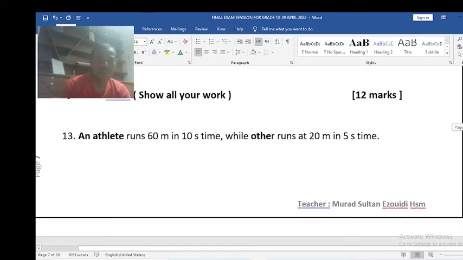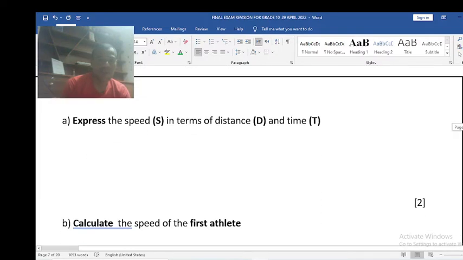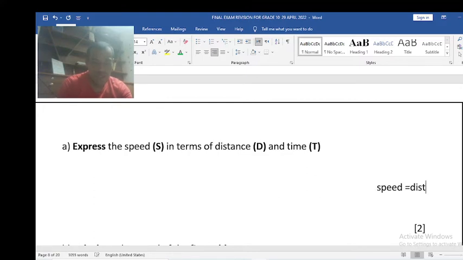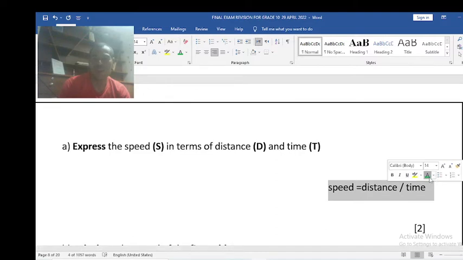Now for the next question, an athlete runs 60 meters in 10 seconds. Another athlete runs 20 meters in 5 seconds. The question is, express the speed in terms of the distance. So speed is equal to distance divided by the time. This is the correct answer. This is the formula question.